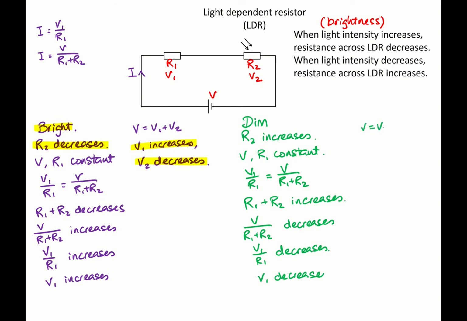And since V equals V1 plus V2, and we know V is a constant, and V1 decreases, therefore V2 must increase. So under dim conditions, R2 increases, V1 decreases, V2 increases.